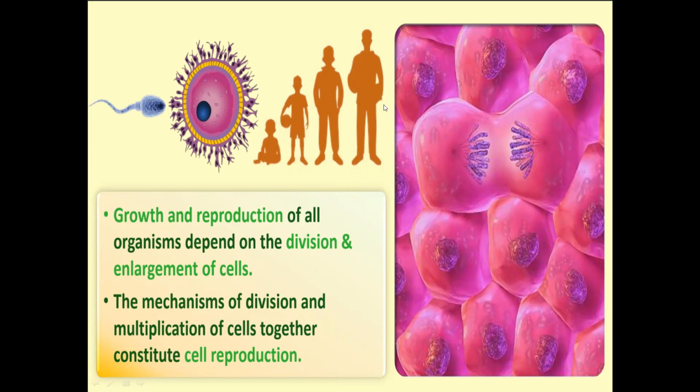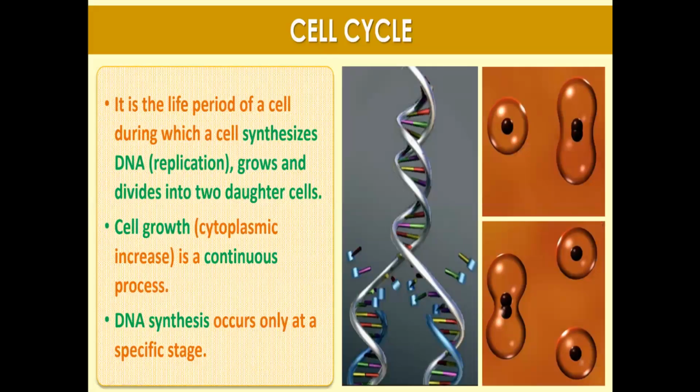Then second is, it is the life period of a cell during which cell synthesizes DNA, replicates, grows and divides into two daughter cells. Every cell will divide into two daughter cells. Cell growth, that is cytoplasm, will increase, is a continuous process. Cell will continue to grow, but division will take certain time. Growth is continuous. DNA synthesis only occurs at a specific stage. Which stage is it? DNA synthesis, S phase, S phase of the interphase.